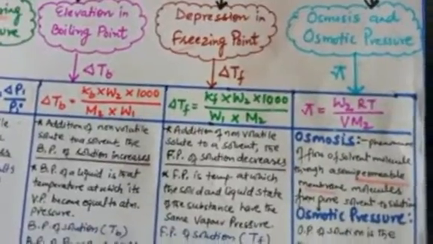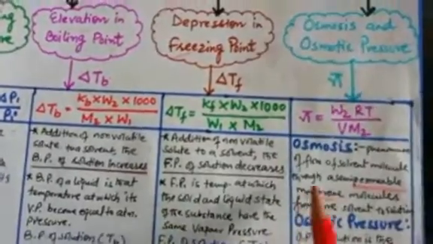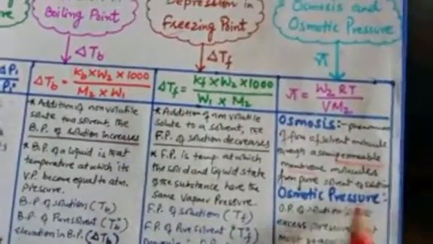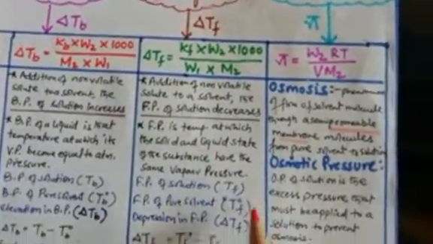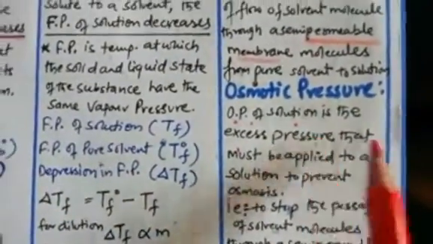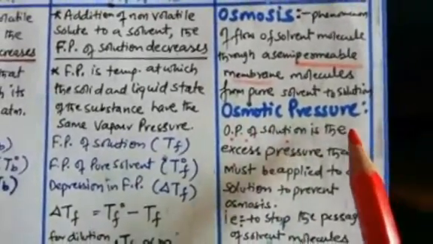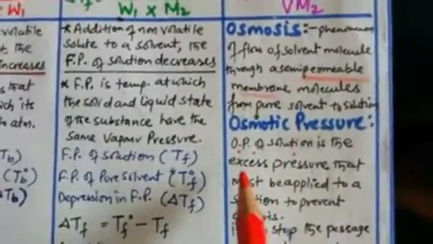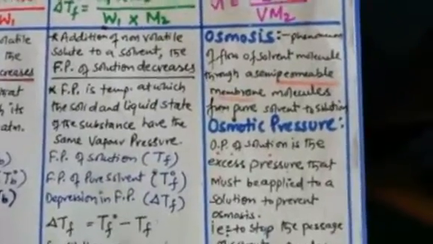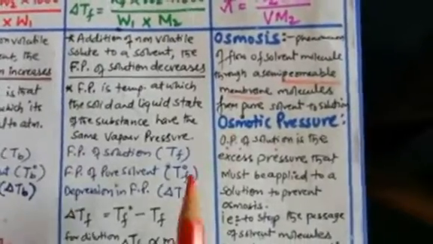We use the word osmosis especially when it goes through a semi-permeable membrane. Without a semi-permeable membrane, it is called diffusion. Now the pressure which is created by osmosis is called osmotic pressure. The definition is: the osmotic pressure of a solution is the excess pressure that must be applied to a solution to prevent osmosis. It must be applied on the solution side. The solvent creates pressure toward the solution side, and this stops the flow of solvent towards the solution. That pressure is called osmotic pressure.